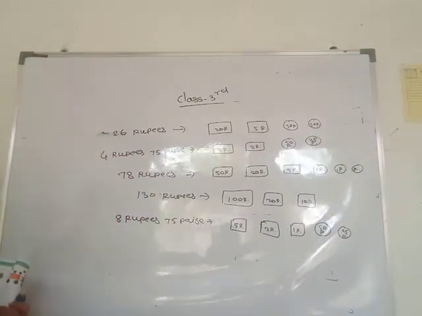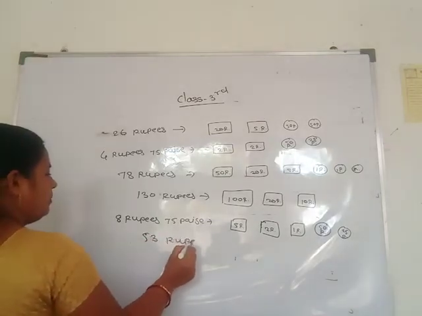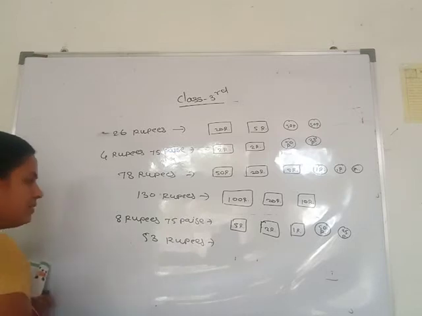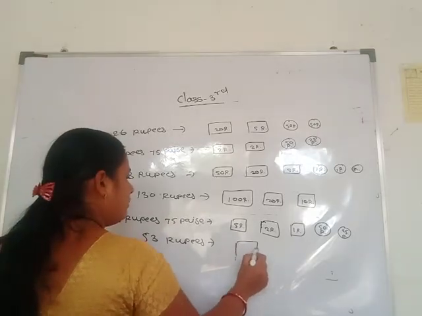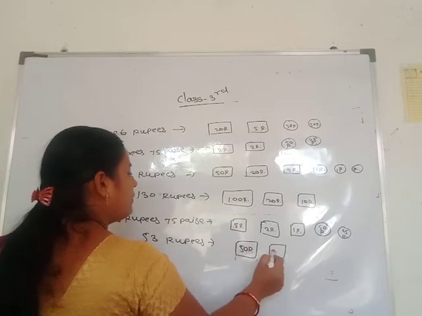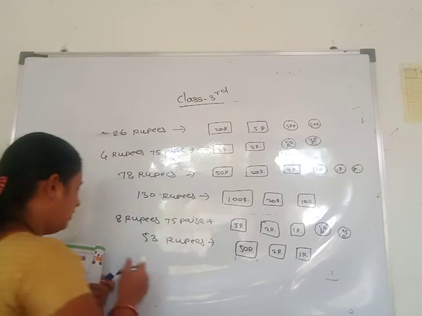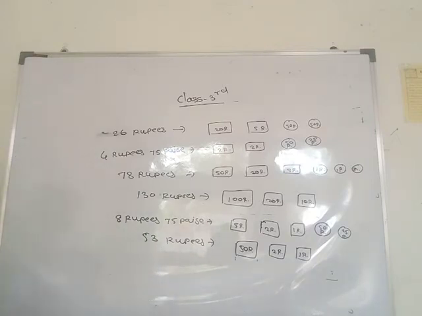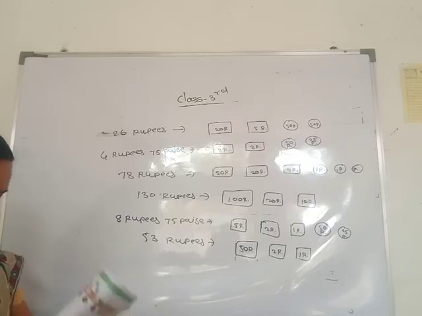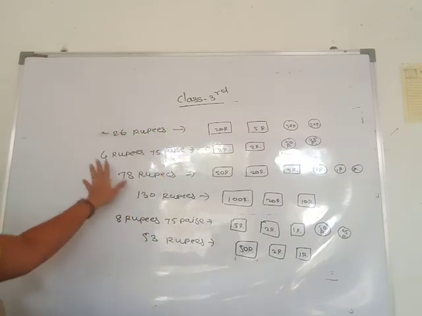Then the next one, 53 rupees. For 53 rupees you take a 50 rupees note, then a 2 rupees note, and a 1 rupee note: 50 plus 2 is 52, 52 plus 1 is 53. Total is 53 rupees.